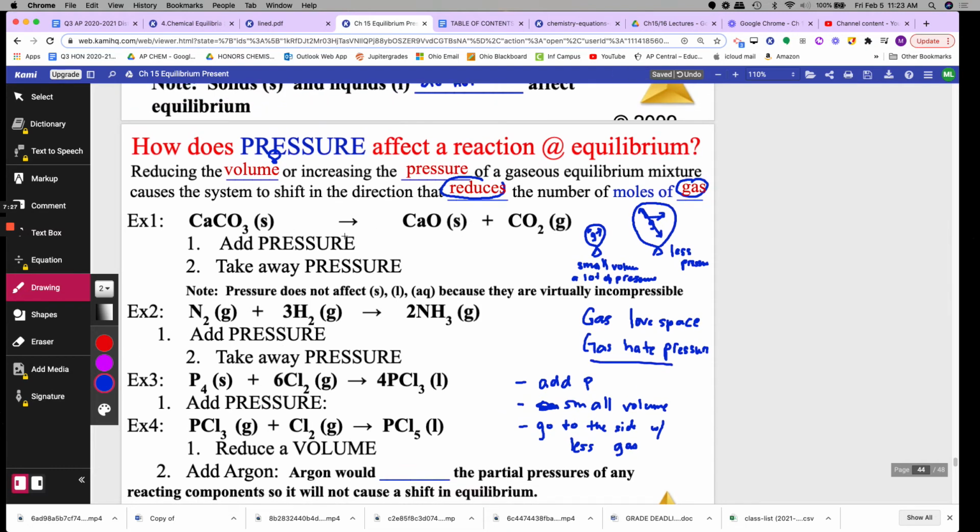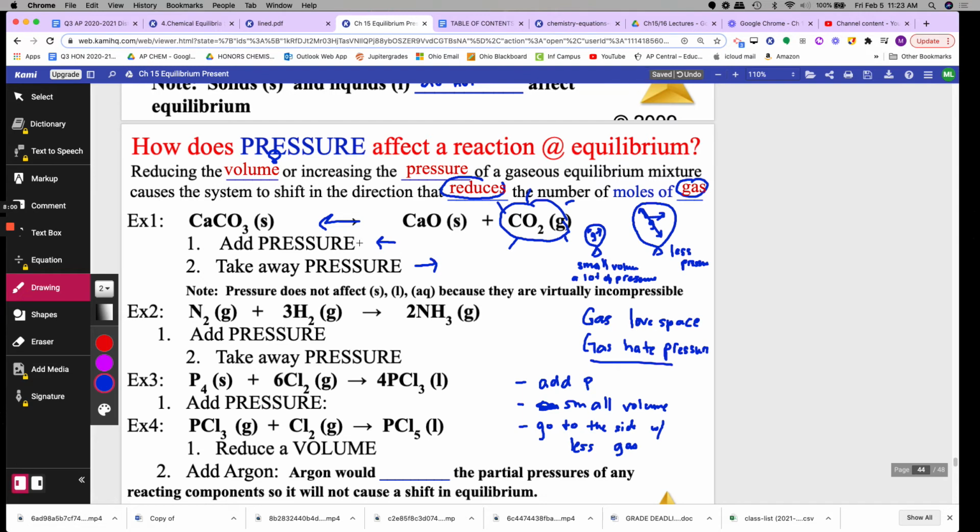Here you have CO2 gas right here, okay? If you add pressure, which way do you think it'll go, right or left? Yes, it's going to the left, because you're going to squeeze these gas molecules together and it hates pressure and it's going to turn solid. It's going to go to the left side. Now, if you take away the pressure, that means release this gas. It's going to be very happy, so it's going to the right.